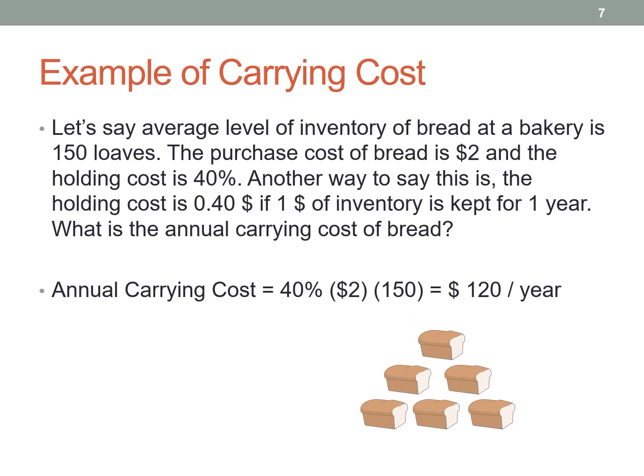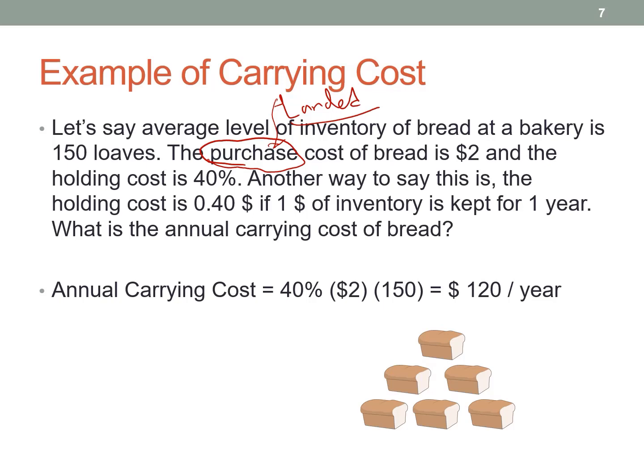Let's do an example. Let's say the average level of inventory of bread at a bakery is 150 loaves. So on average, that bakery carries 150 loaves of bread. The purchase cost of bread is $2. This is basically the cost to purchase the materials, transport the materials, and then actually make the bread. So for simplicity, I'm using purchase cost, but as we go forward, we'll start using landed cost, which is more accurate, which is all the money paid to get inventory at that place in that state. So let's just change it to landed cost.